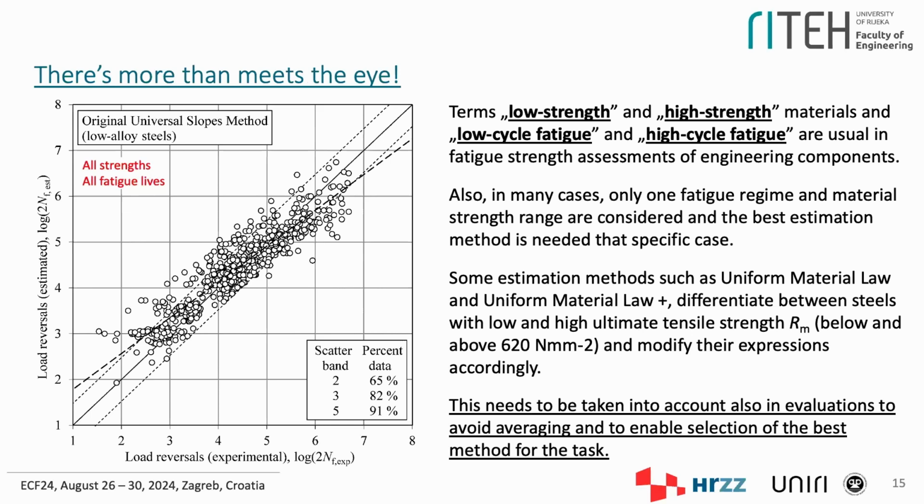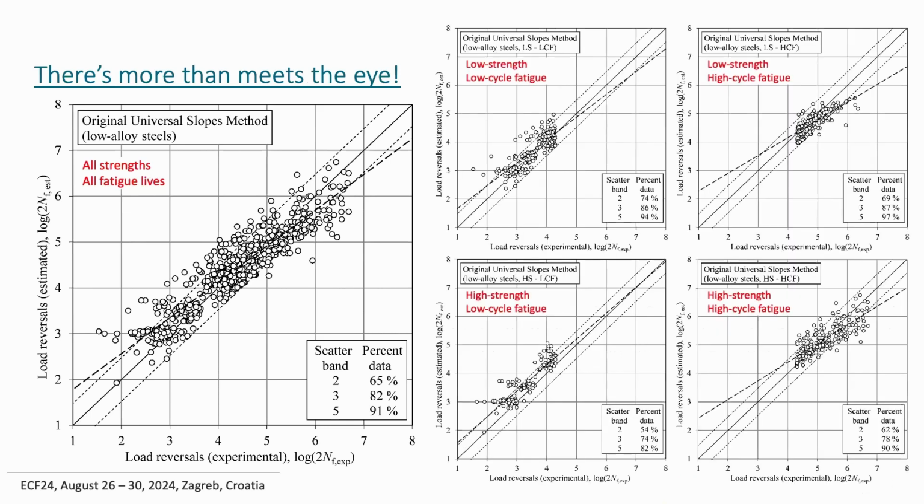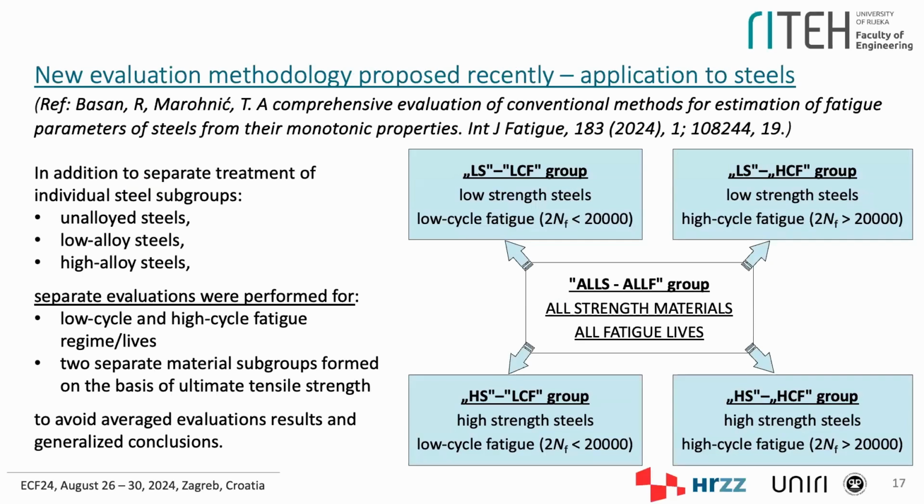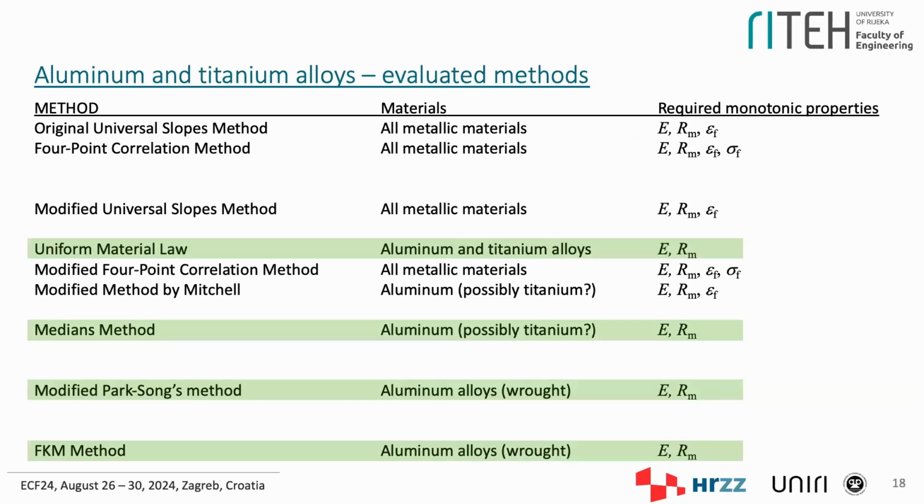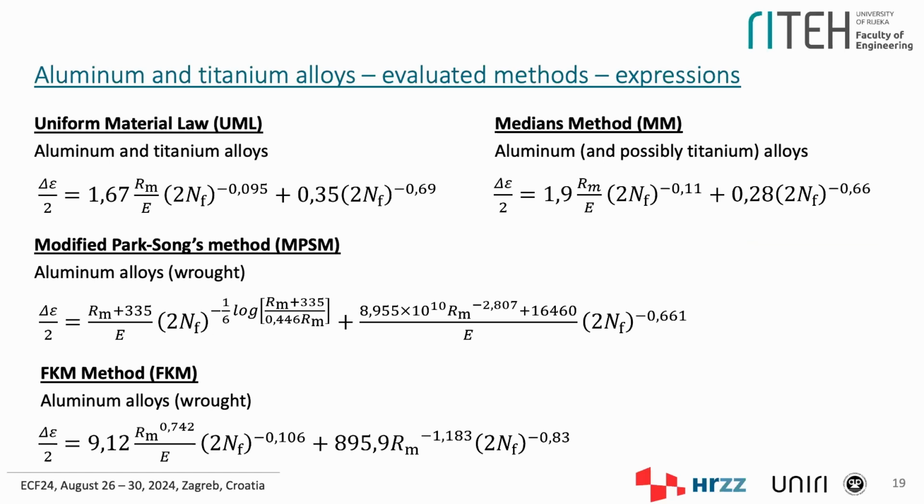What we have done previously is we have established that looking at the data altogether contributes to a lot of averaging where some details are not visible. So we have proposed that such analysis is done in particular for these 4 subgroups. So materials are grouped into low strength and high strength, and we consider separately low cycle and high cycle fatigue. And we can see here that these individual situations are not identical, so in particular areas there are differences. This was applied in detailed analysis of steel materials, which was published recently, and we decided to apply this, in this case, to these 4 estimation methods for aluminum and titanium alloys.